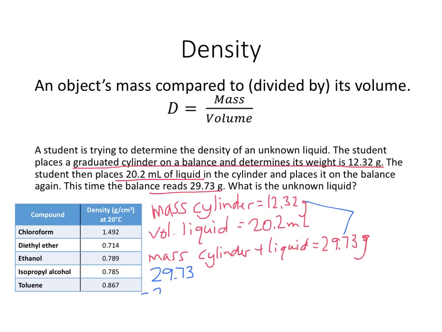29.73 minus 12.32 is equal to 17.41 grams. Two places past the decimal gives me my correct number of significant figures.